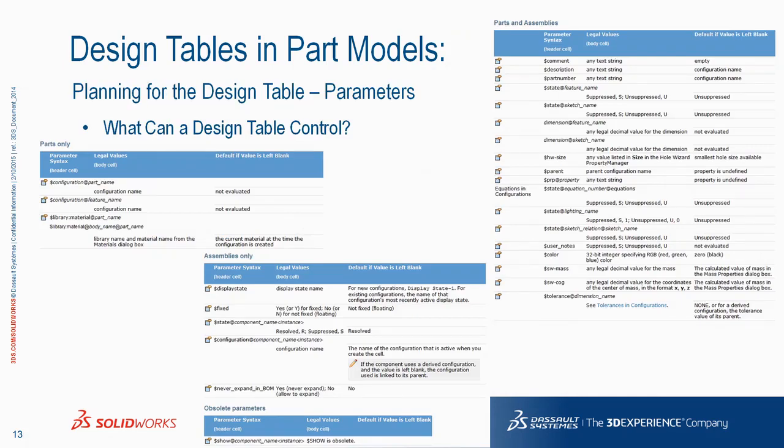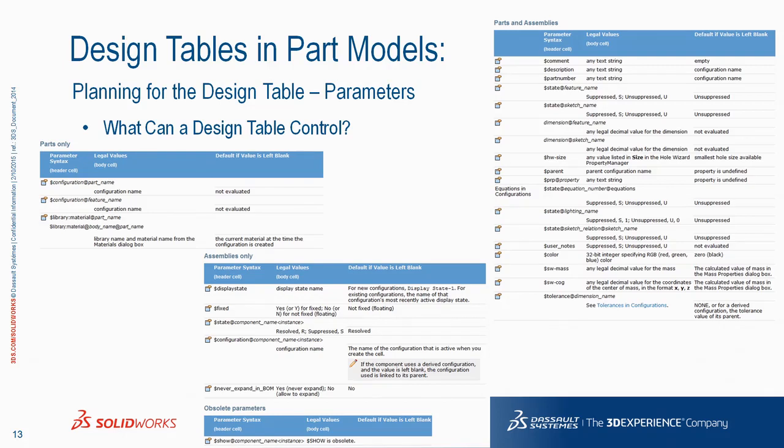So, talking about the planning side of the design table and the parameters that we can control, we can go into the help menu. If you type in design table parameters, this is the list that you're going to see. It breaks down into parts, assemblies, and parts and assemblies. This shows us all the different variables that can be put in, the syntax that we need, and the value that's evaluated for it as well. So you can go in and manually type in any of these values, or we can double click on dimensions to add those in, like we said before.